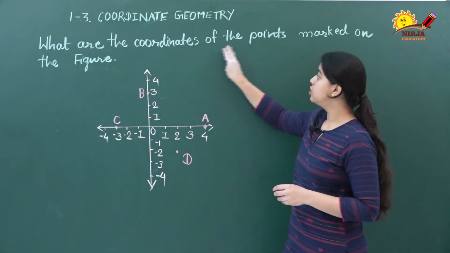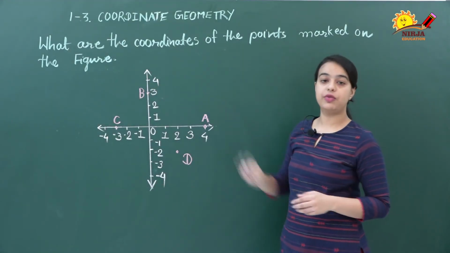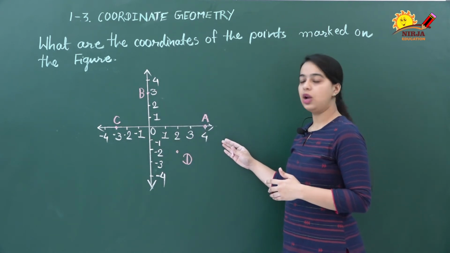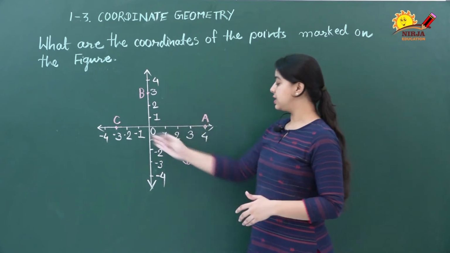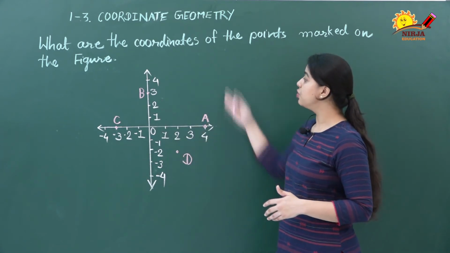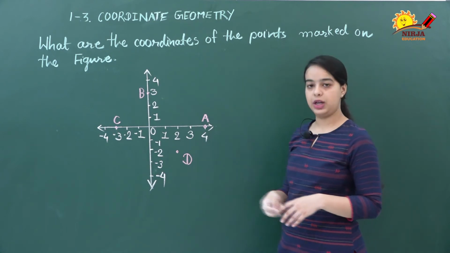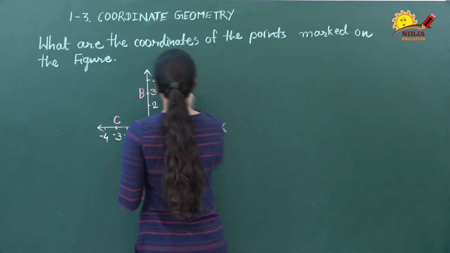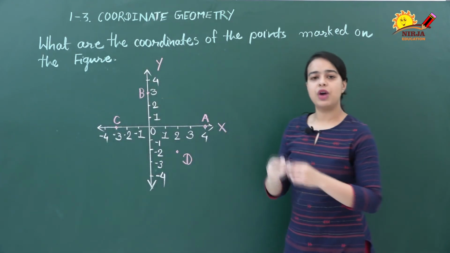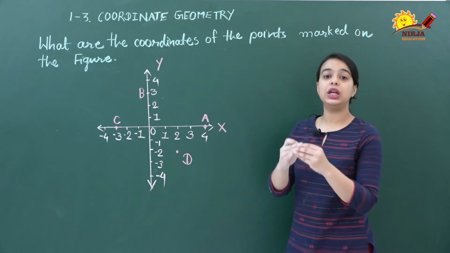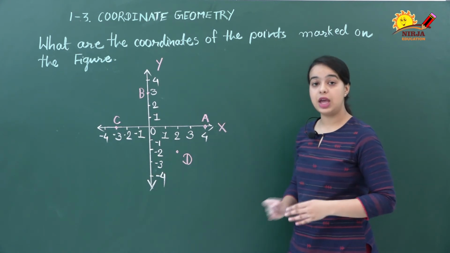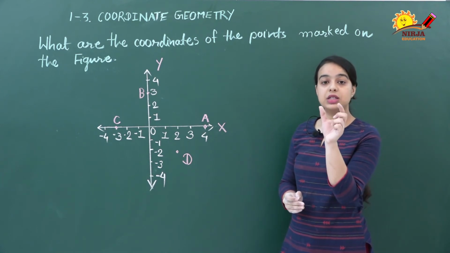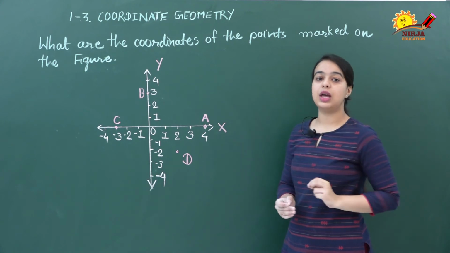What are the coordinates of the points marked on the given figure? As you can see here, one coordinate plane is given, and on that some various points A, B, C and D are given. What we need to do? We need to find the coordinates of the given points. Let's start with A. As you all know, this is our x coordinate and this is our y coordinate. Now, first thing we need to recall is how to indicate coordinates. Just now we have seen we indicate coordinates in brackets, first the x coordinate and second the y coordinate.